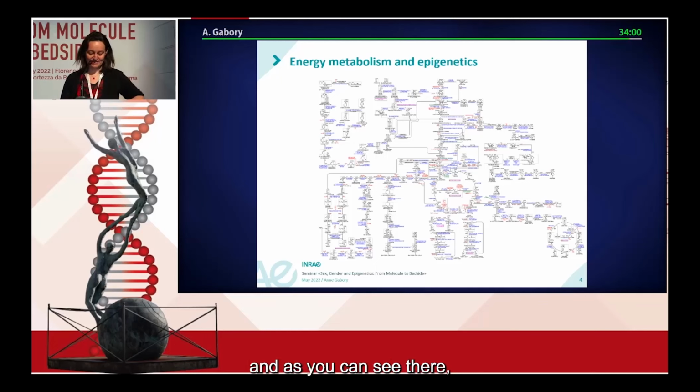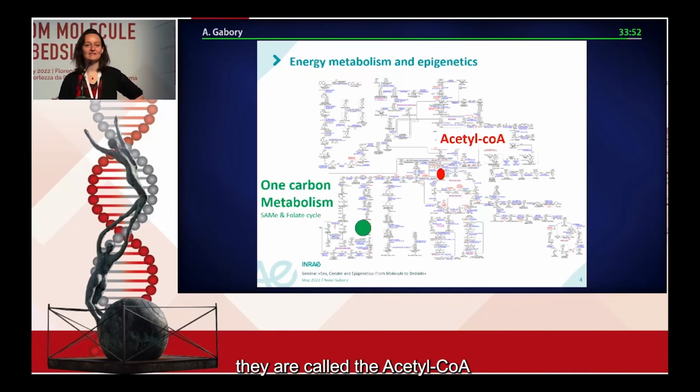As you can see, there are two partners in this energy metabolism that are very important. They are acetyl-CoA, which is the universal donor of acetyl groups for the acetylation of histones, and the one-carbon metabolism, with the S-adenosylmethionine and the folate cycle, that are very important for DNA and histone methylation.